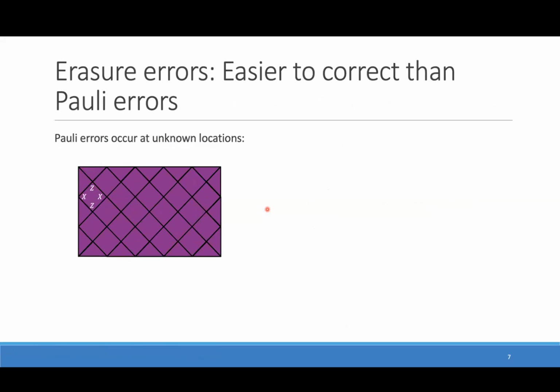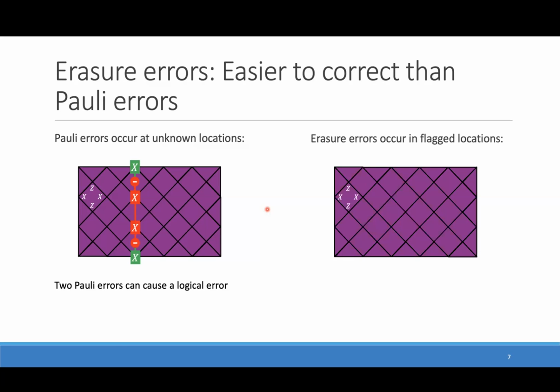So why does the structure of biased erasures help us correct errors? Well, if we just think about Pauli errors versus erasure errors, we can already see that erasure errors are going to be easier to correct than Pauli errors. Because, for example, if we don't know where the errors occurred, then if, say, 2 X errors occur here and here, all I see are these minus signs. And I have to guess where the errors were based on the minus signs. And I might guess that actually the X errors occurred there and there. And I'm totally wrong and I've caused a logical error. So 2 Pauli errors can totally screw me up for this piece of surface code. On the other hand, if I know where the errors occurred, I get a little more information.